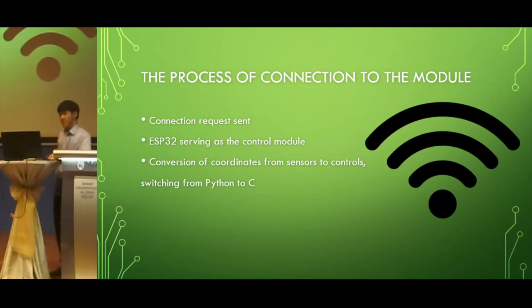We've actually been covering the process connection in the previous talks, but I'm just going to reiterate in a bit, in the context of this project. Of course, the first step is the connection request being sent. After that, the ESP32, serving as the control module, will receive this connection request. This is where the C++ comes in. It will convert coordinates from the sensors, retrieved within the Leap Motion sensor, into controls for the ESP32, because the ESP32 is controlling the hands, and this will move the robot. That's how the conversion is done, and that's where we do the switching from Python to C.